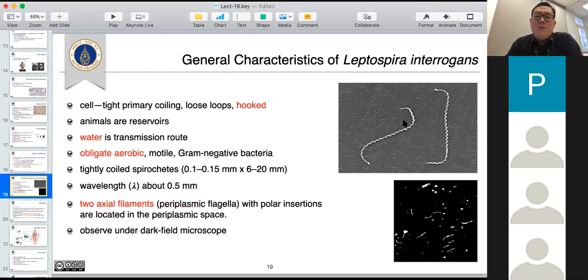They probably show up with a hook, this hook on one side or both sides of the cell. That's okay. But bacteria without a hook are also okay to be Leptospira interrogans. So observing the hook needs an expert, needs training.